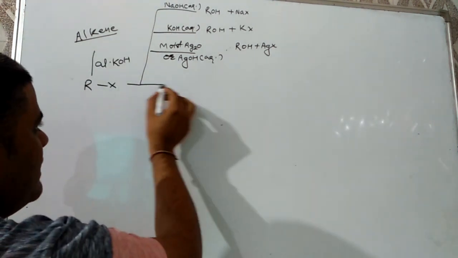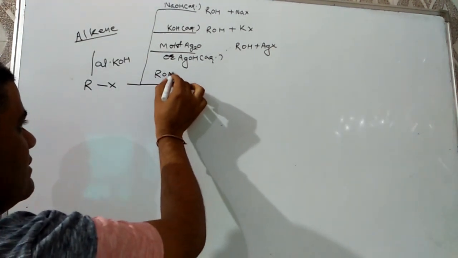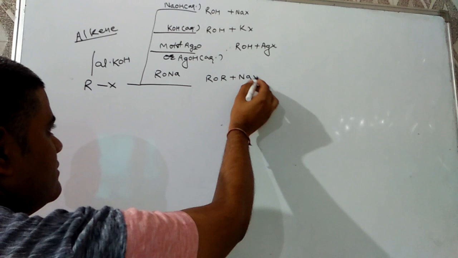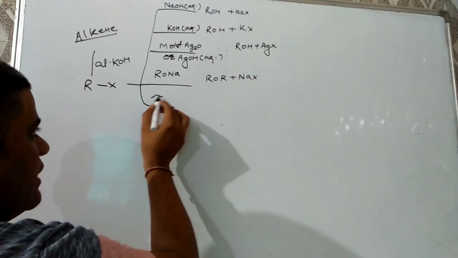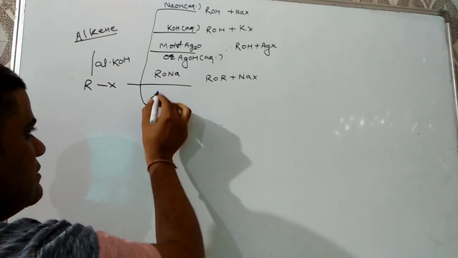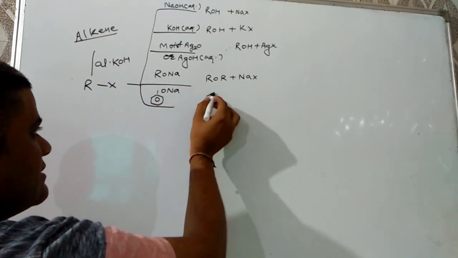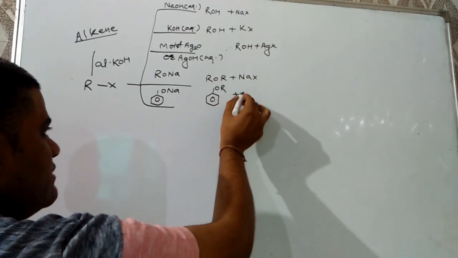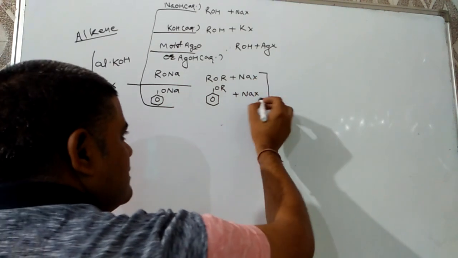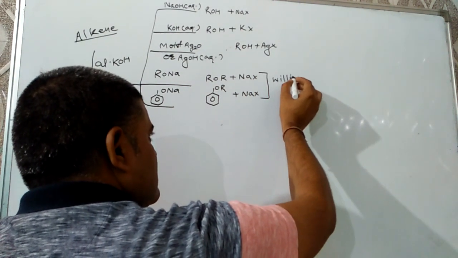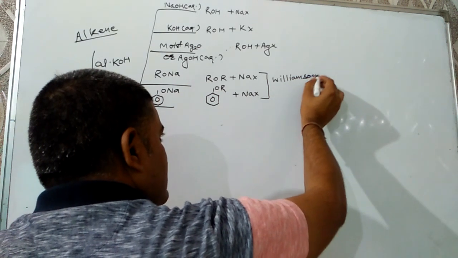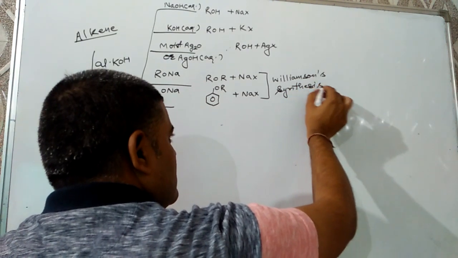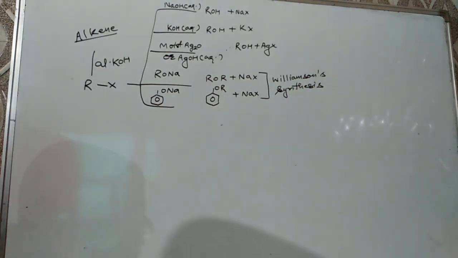Now, next is the reaction with sodium alkoxide. The product formed will be ether and NaOH will be removed. If it reacts with sodium phenoxide, then we will get aromatic ethers. Both these reactions are known as Williamson synthesis. Williamson synthesis is used to convert haloalkane into ethers.